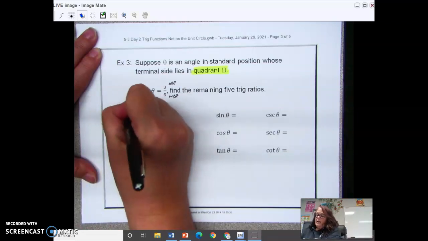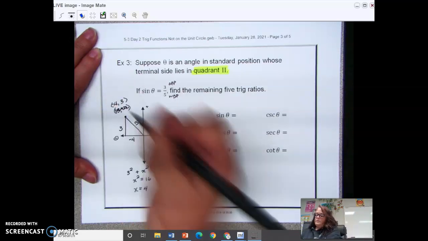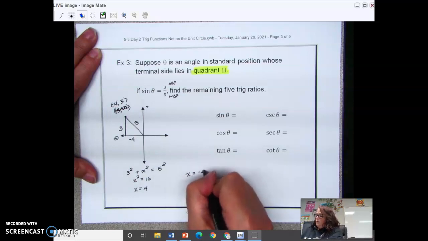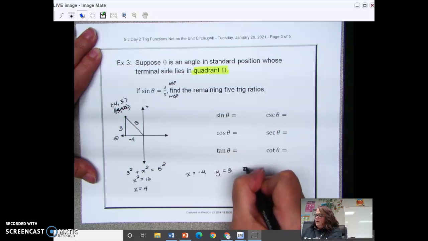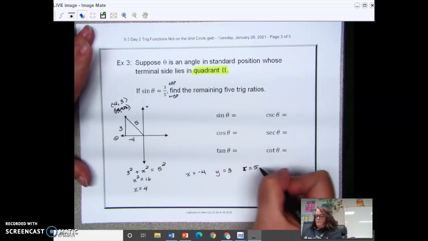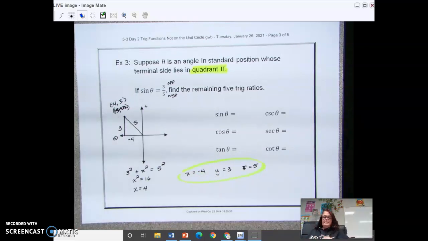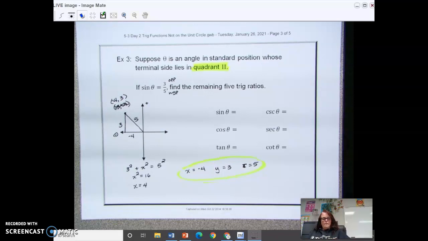So that means this point would be at (3, negative 4). Sorry, let's try that again. Negative 4, 3. That's what I should have said. So that means I have an x value of negative 4, a y value of 3, and an r value of 5, meaning a hypotenuse of 5. All right, so pause the video and see if you can find those 6 functions.